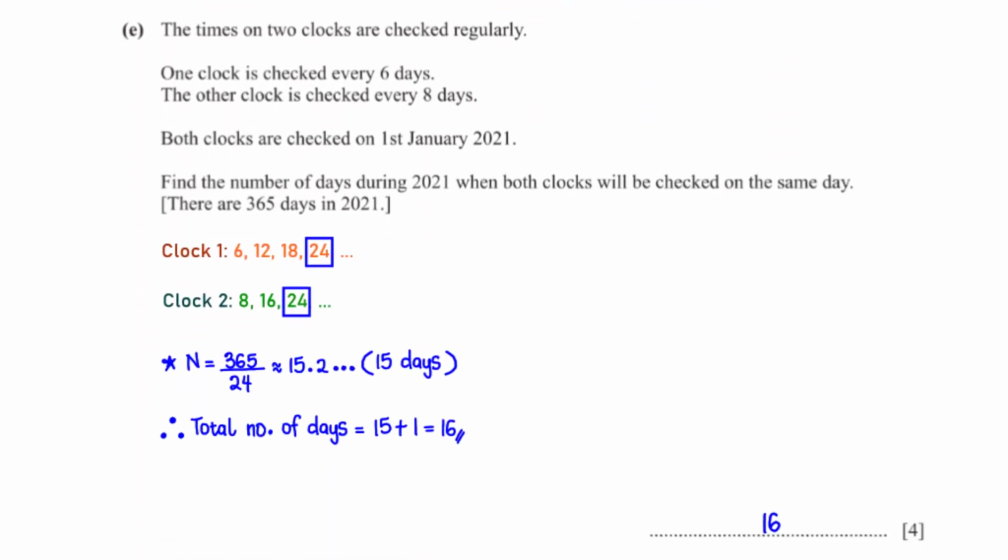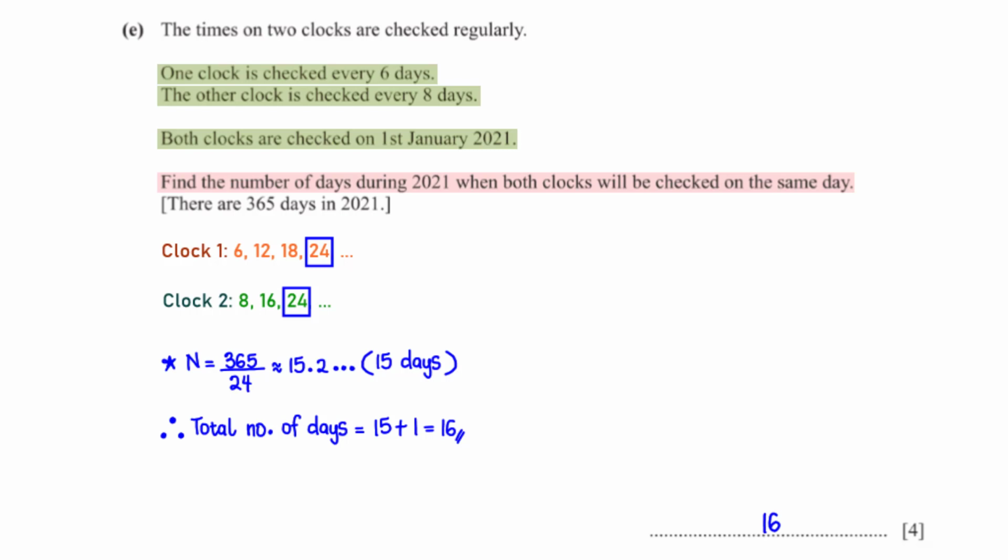The times on two clocks are checked regularly. One clock is checked every 6 days. The other clock is checked every 8 days. Both clocks are checked on 1st January 2021. Find the number of days during 2021 when both clocks will be checked on the same day.